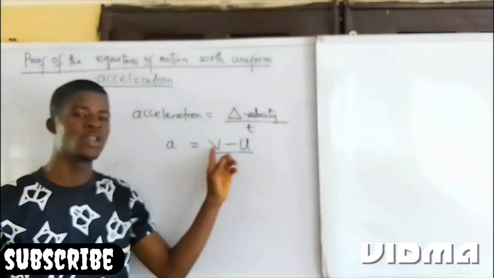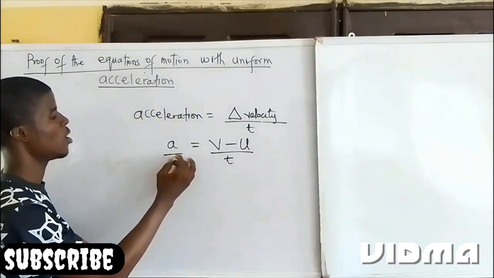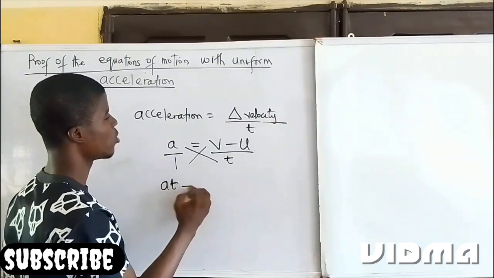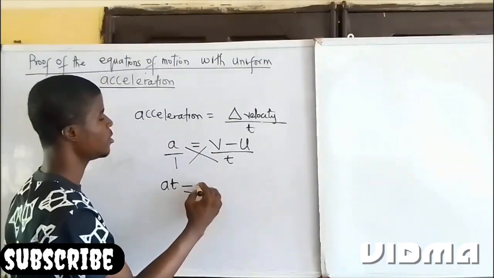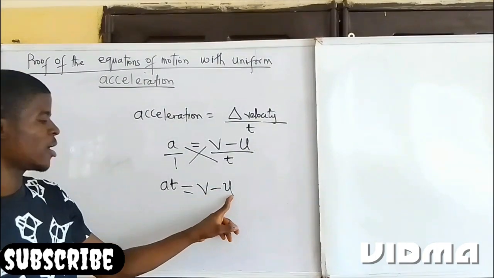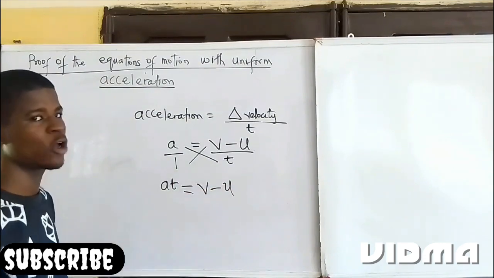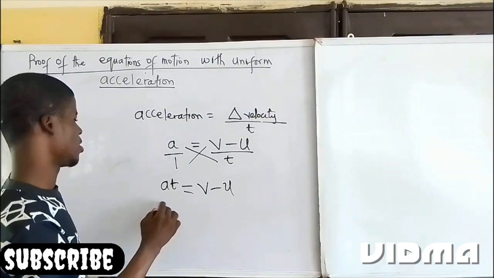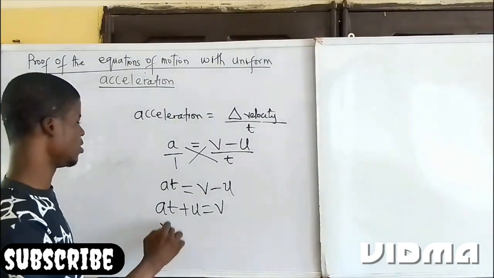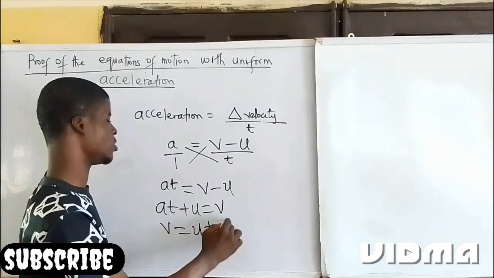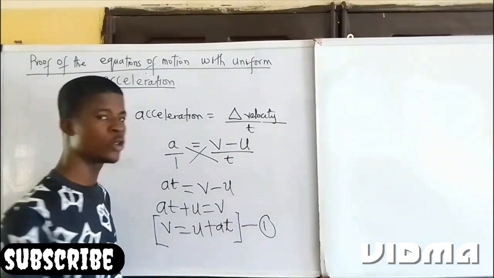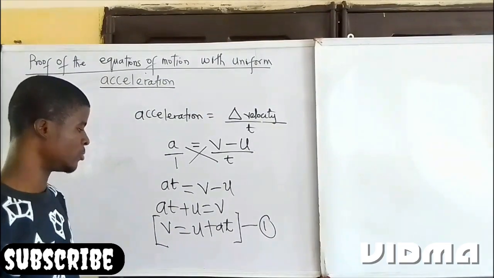So I will make V the subject of the formula. This is over 1. Cross multiplying, I have AT is equal to 1 times V minus U, that is still V minus U. So if I take away minus U from the right to the left, it becomes plus U. That is, AT plus U is equal to V. So V is equal to U plus AT. This gives us the first equation of motion with uniform acceleration.